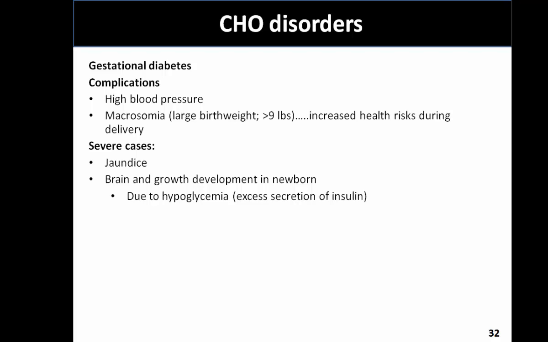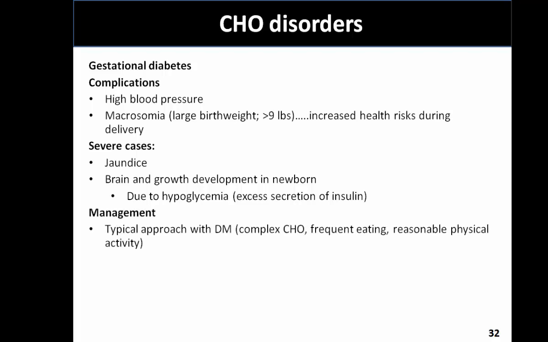Now, the brain and growth development in newborn can result from hypoglycemia. So why would hypoglycemia result? In response to the high levels of glucose in the blood, the body may produce excessive insulin that could, for a short period of time, have the effect of decreasing blood glucose to a level that would not be sufficient for all the developing neurons to survive.